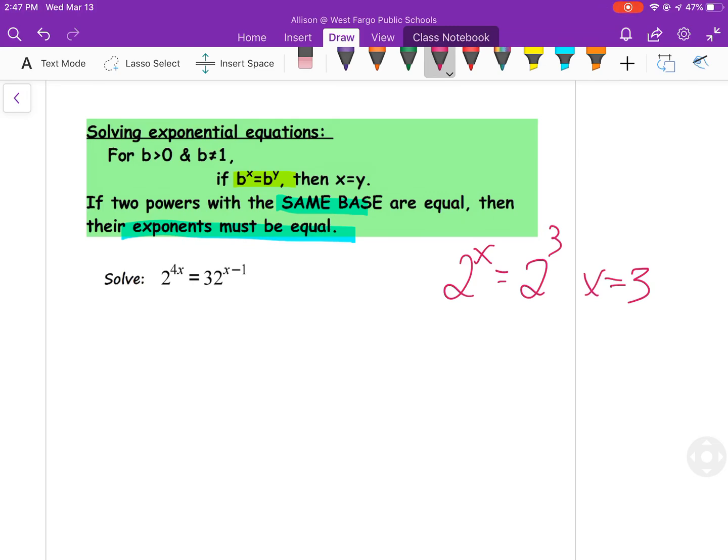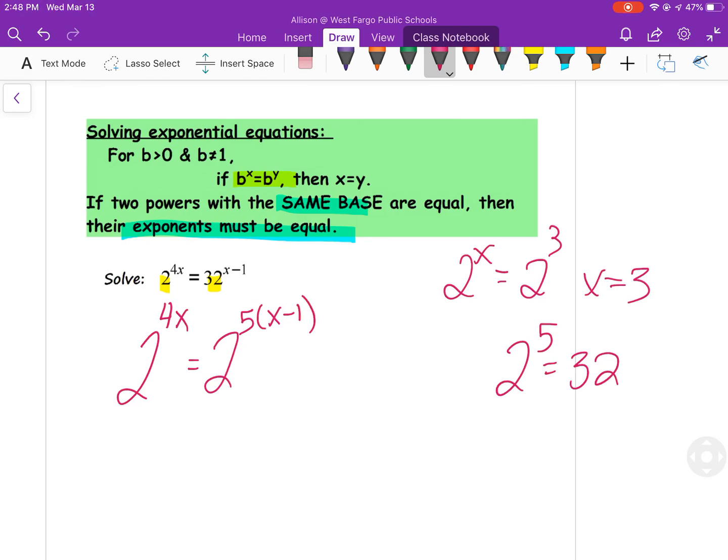So 2 to the 4x power equals 32 to the x minus 1. We don't have the same base, but we could make these bases the same because I know that 2 to the 5th power equals 32. So I can rewrite this as 2 to the 4x is equal to, instead of 32, replace that with the 2 to the 5th, and that's to the x minus 1 power. Now my bases are the same, and then I can set the exponents equal and finish solving.